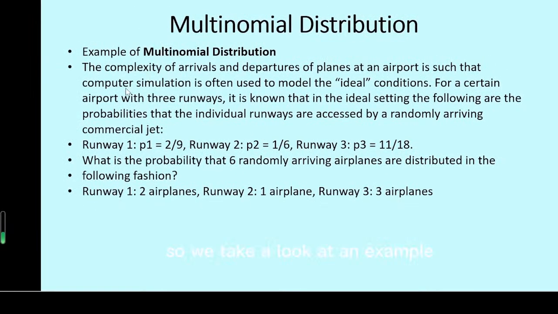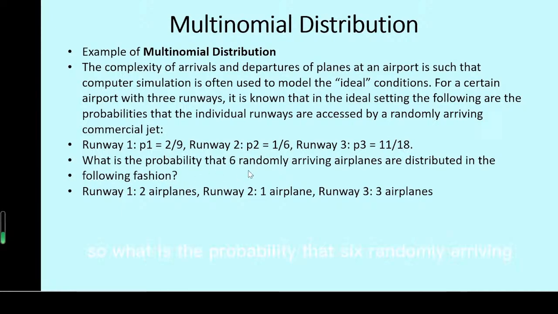So let's take a look at an example. The complexity of arrivals and departures of planes at an airport is such that computer simulation is often used to model the ideal conditions. For a certain airport with 3 runways, it is known that in the ideal setting the following are the probabilities that the individual runways are accessed by a randomly arriving commercial jet. For runway 1, the probability is 2/9, runway 2 is 1/6, and runway 3 is 11/18.